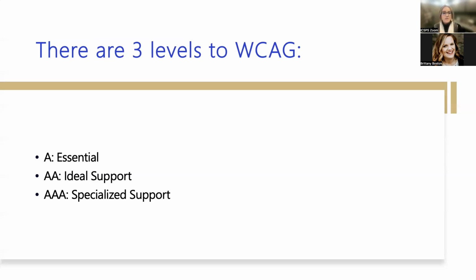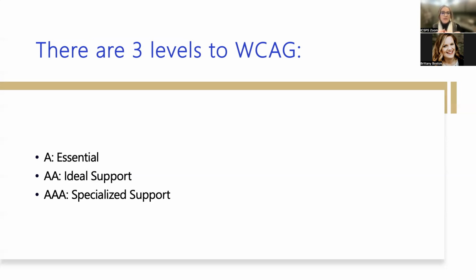There's 3 levels to the WCAG. There's essential, ideal support, and specialized support. And so 1A is the first. 1A for accessibility is essential, 2A's is ideal support, and 3A's is specialized support.